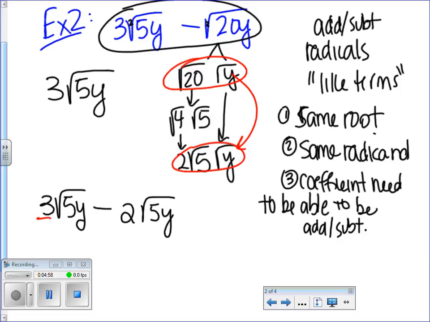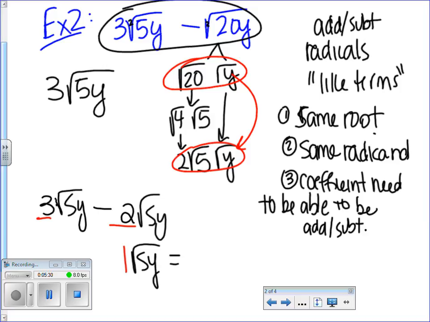Now I look at the coefficients. 3 and negative 2, I can definitely add or subtract 3 and negative 2. So what I'm going to treat this like is, imagine these radical 5y's were like x's. It would be like 3x minus 2x. So I would end up with 1. But they're not x's. They're radical 5y's, right? So instead of writing x, we're going to write radical 5y. So it's going to be 1 radical 5y. The 1 is not necessary, so it's radical 5y.